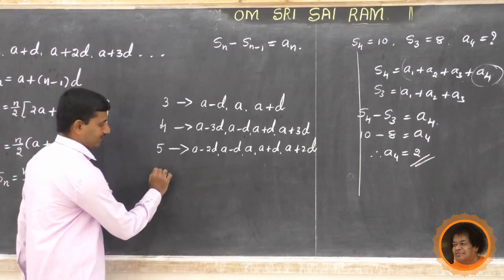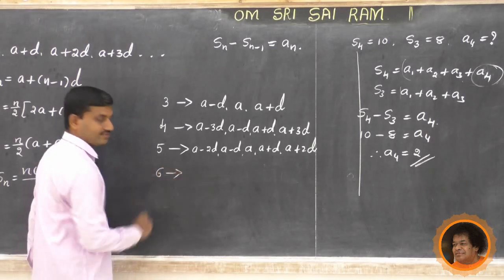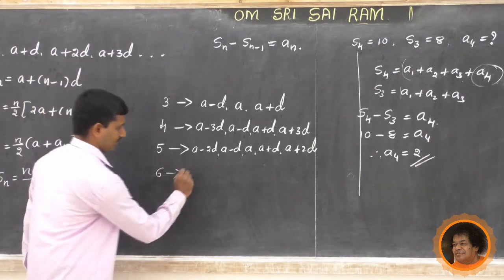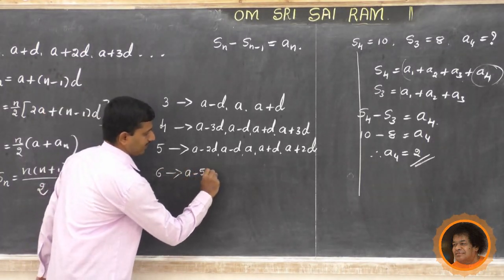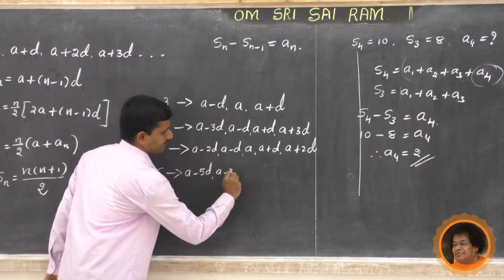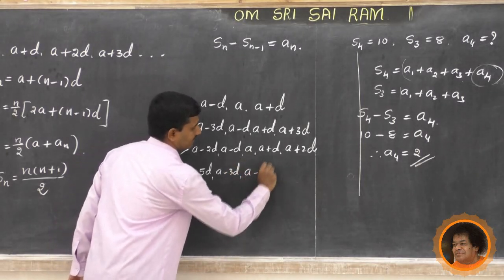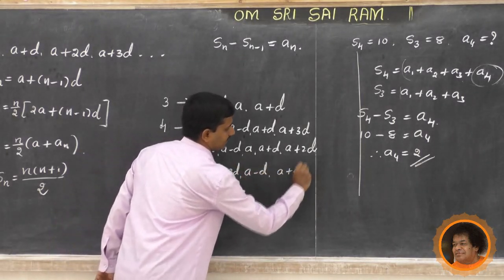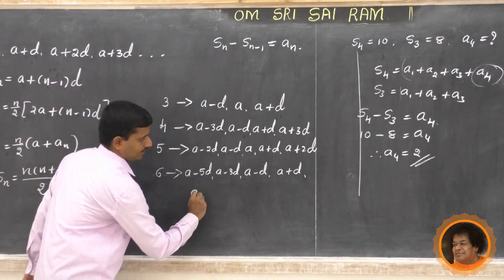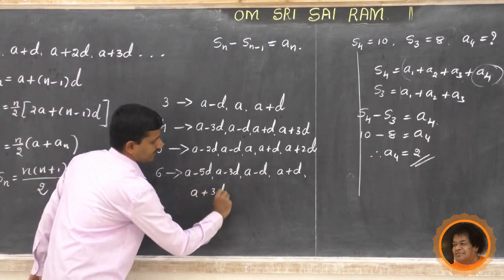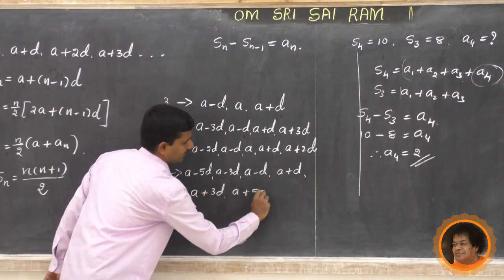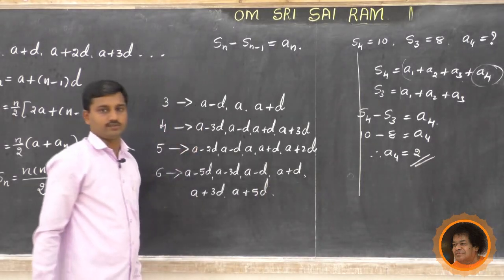Suppose the question is like this: find the 6 terms. Which are the 6 terms? How to consider the 6 terms? a minus 5d, a minus 3d, a minus d, a plus d, a plus 3d, a plus 5d. So these are the 6 terms.